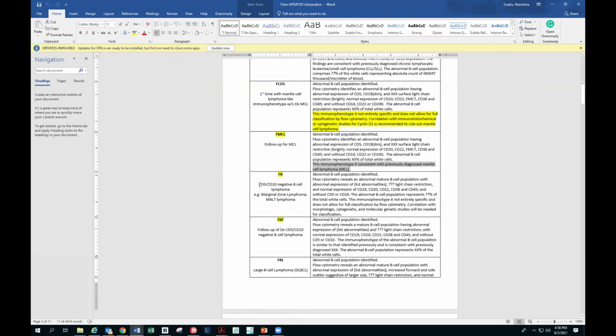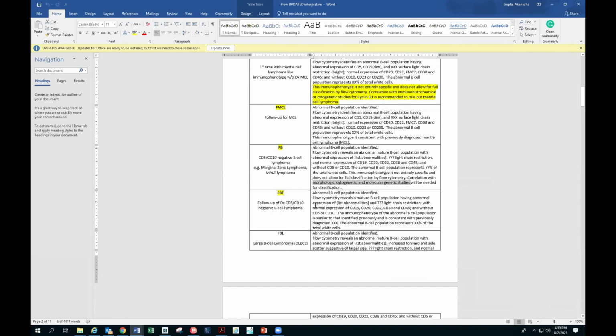For marginal zone, the top line could be CD5, CD10 negative B cell lymphoma, or maybe just abnormal B cell population identified. And then they would list the abnormalities. They would say the light chain restriction, and then they would say that without CD5, CD10. And then they would say how many percentage, and then they would say that it is again not entirely specific, does not allow for full classification by flow cytometry, and morphologic, cytogenetic, and molecular genetic studies will be required.